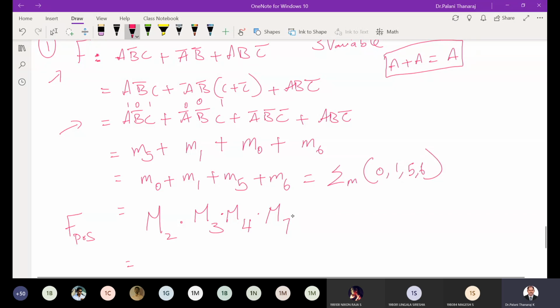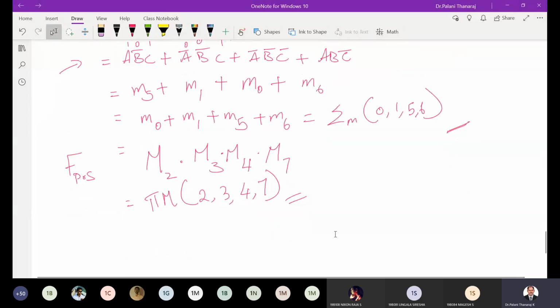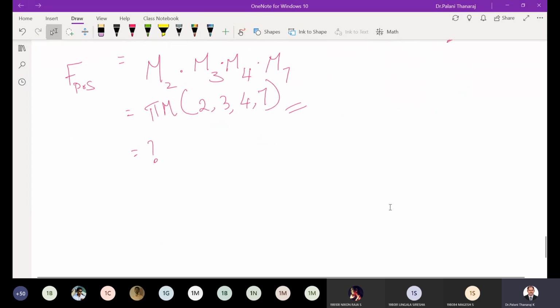Now you can write that in the Pi form also. Pi capital M, so 2, 3, 4, 7, right? So let me write this. 2, 3, 4, 7. This is our answer. We have got both the standard forms, right? You can write it as an expression also. I'll leave it to you.